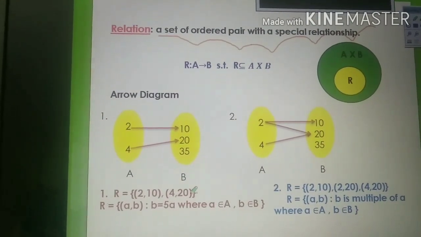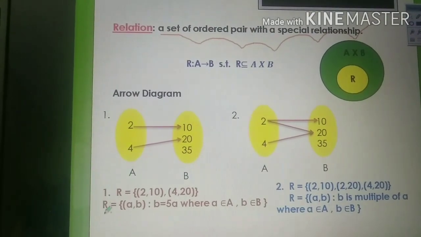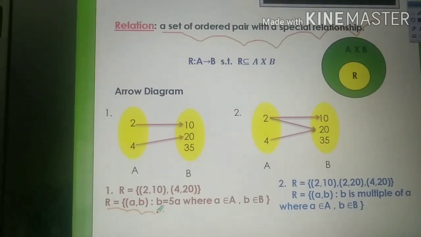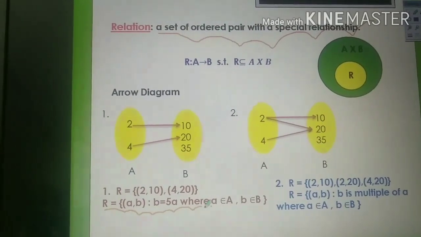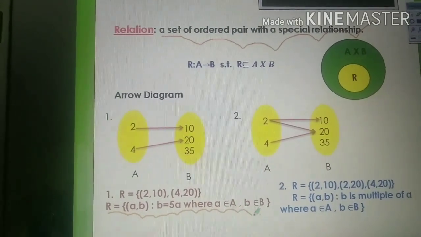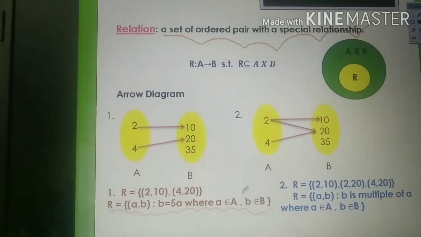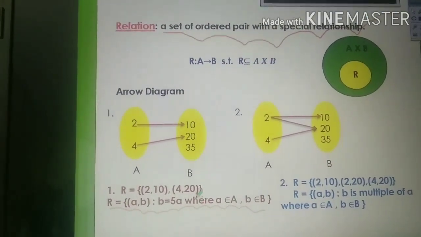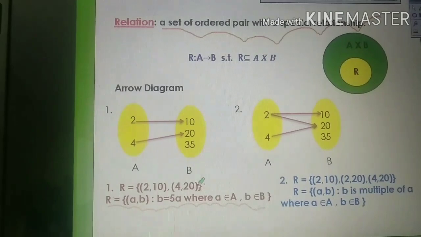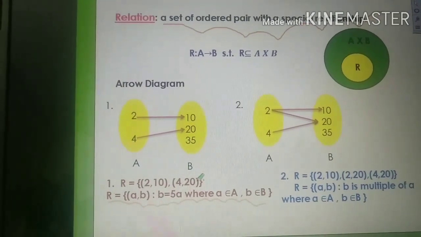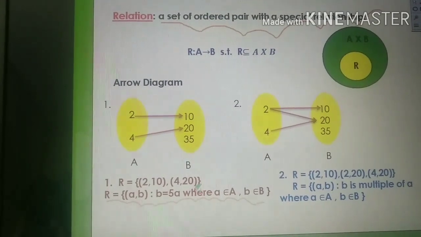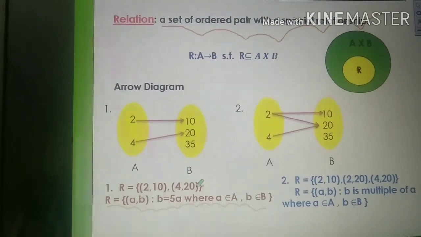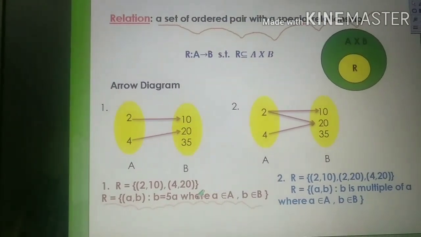And again, this is the roster form of writing the relation. We can also write the relation like this. R equals (a, b), where b equals 5a, where a belongs to first set A and b belongs to B. This is the set builder form of writing a relation. We have written the same relation in the set builder form. So here we have two ways of writing a relation. One is roster, another is set builder.